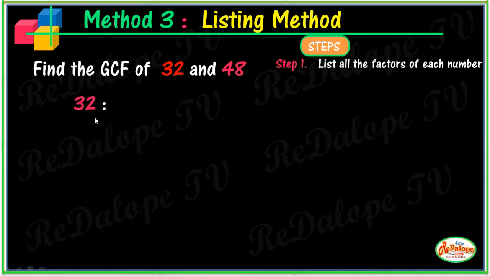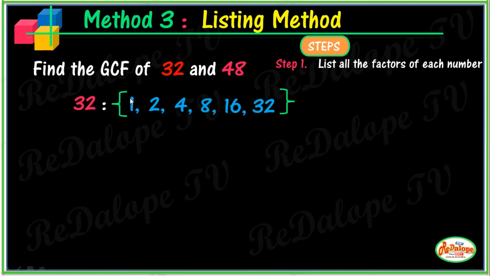So we have 32. What are the factors of 32? What we will do is simply divide it by the first number. So 32 divided by 1 is 32. What follows 1? That is 2. So 32 divided by 2 is simply 16. Then what's next? That is 3. 32 divided by 3 cannot be; we cannot divide 32 by 3 and get an exact answer. What follows 3? That is simply 4. So 32 divided by 4 is 8. So therefore, these are the factors of 32.